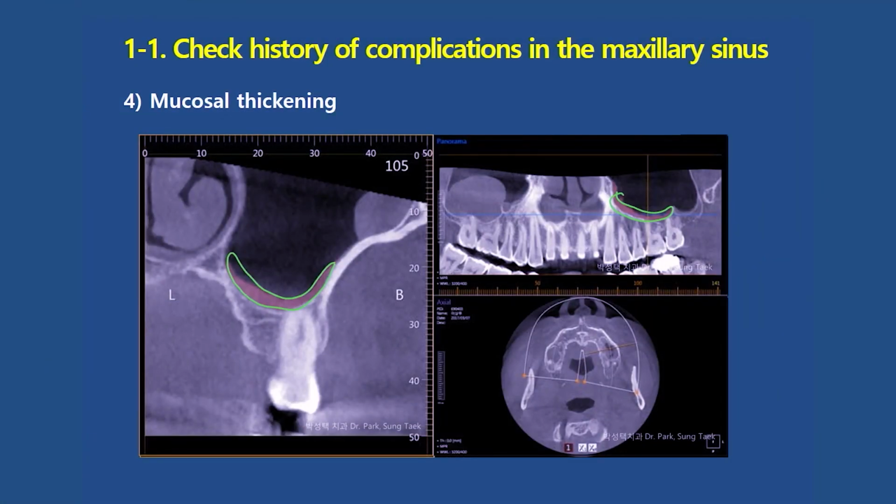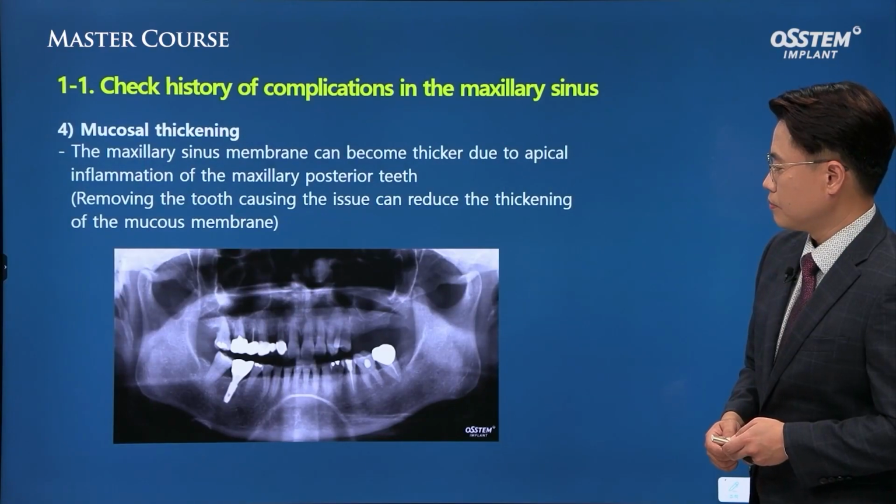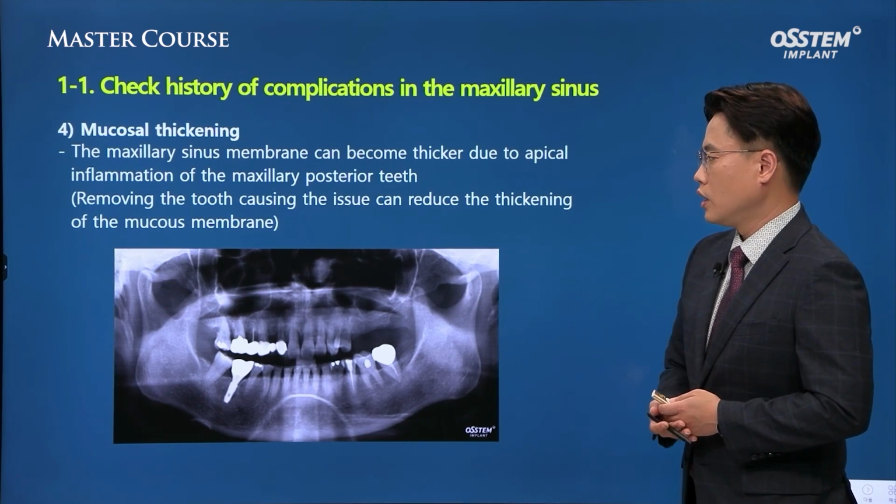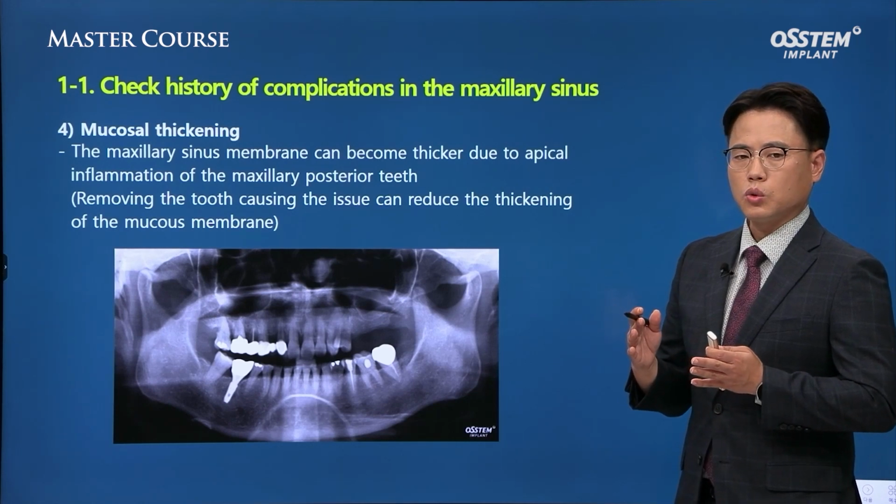In most cases, the mucosa thickens because of the inflammation of the tooth, and if the thickness is not too excessive, then it will not be a problem. The thickness itself is not a problem, but it can cause inflammation in surrounding teeth. Therefore, you need to manage those conditions. If the thickness of mucous membrane is going down, then you need to proceed with surgery. Based on my experience, when there's mucosal thickening, it feels as if the sinus lift can be done more easily.